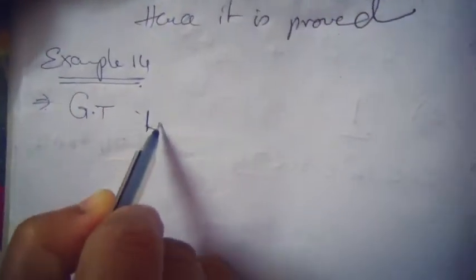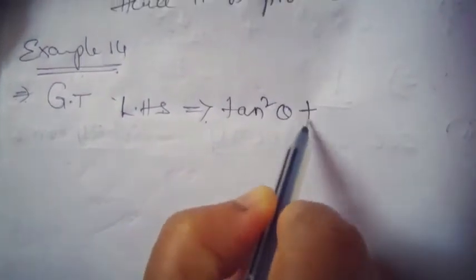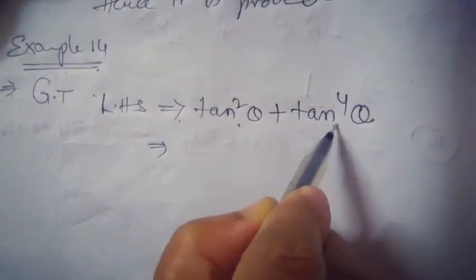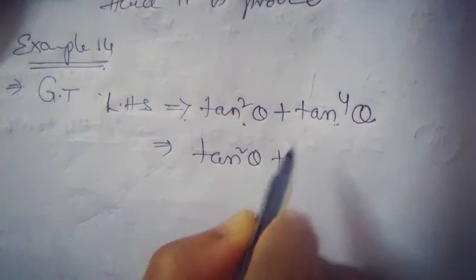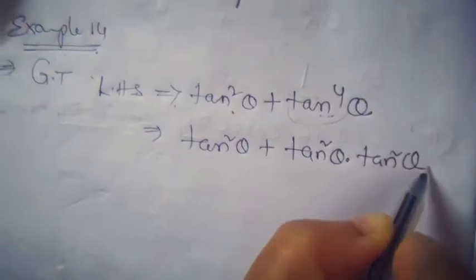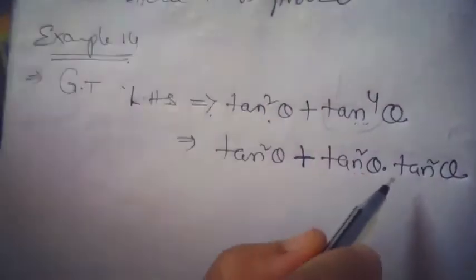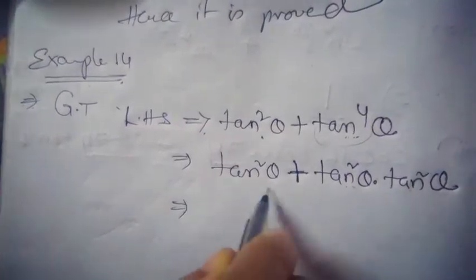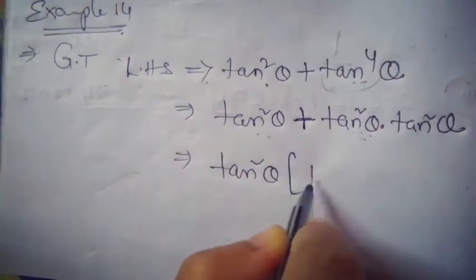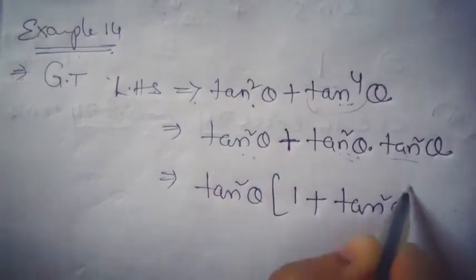So given that, LHS is equal to tan square theta plus tan to the power of 4 theta. That implies, in both of these, tan square theta plus this I am writing as tan square theta into tan square theta. So I am separating two tan square thetas from this. I am taking tan square theta as common. Here 1 plus what is remaining after taking tan square theta, that is one more tan square theta.